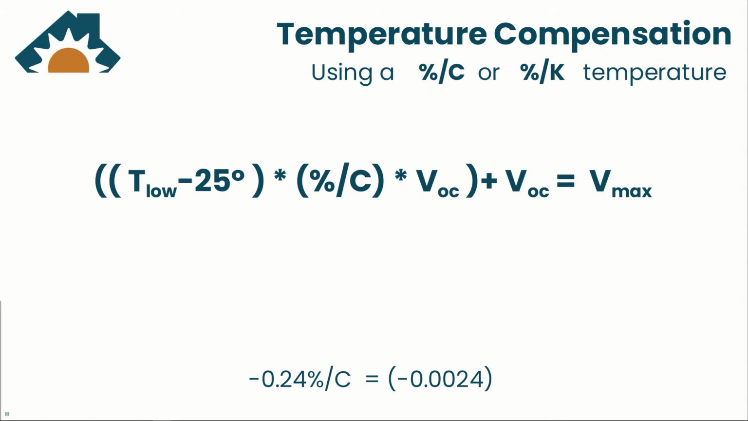Most of the time, the module specifications will give the temperature voltage coefficient in percent per Celsius. When actually doing the calculation, you need to take it out of that percent by dividing it by 100. And that is what I'm showing here at the bottom. So in the specification, we did see something like negative 0.24% per Celsius. When we do the calculation, we're actually going to be taking it out of that percent and using negative 0.0024. And I'll show that later.